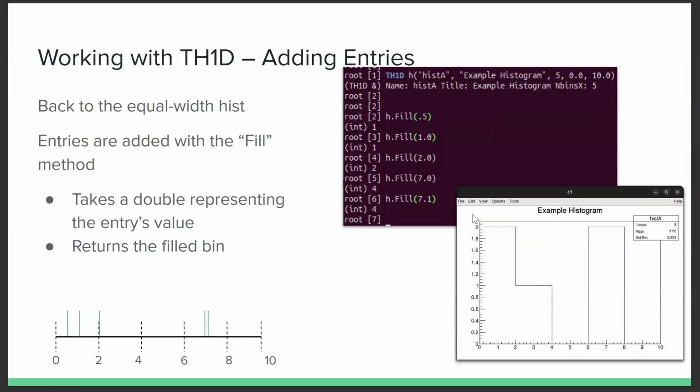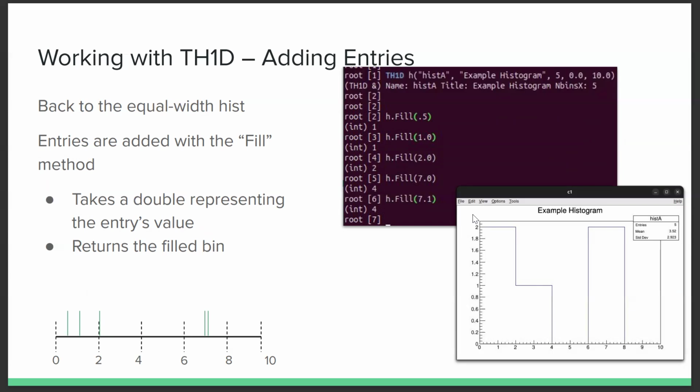Okay, so what we do is we give it a double representing the entry's value, and then it returns the filled bin. So if I give it 0.5, that should be right here at this green line, the second green line, and it'll say, okay, I'm within this first bin. Same thing if it's 1.